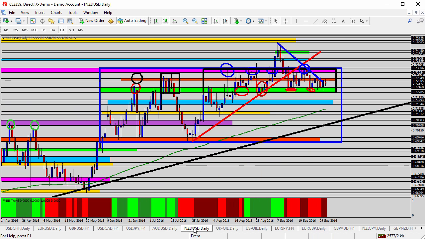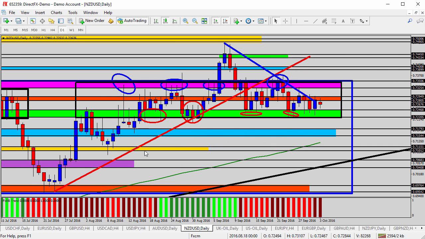And lastly, over to the NZDUSD. We've been studying this for several days now. Nothing really new happening here. The rising red trend line, we broke underneath there. The falling blue trend line, we've been underneath there. We've seen this black rectangle here, resistance into the pink zone, support into the green zone.